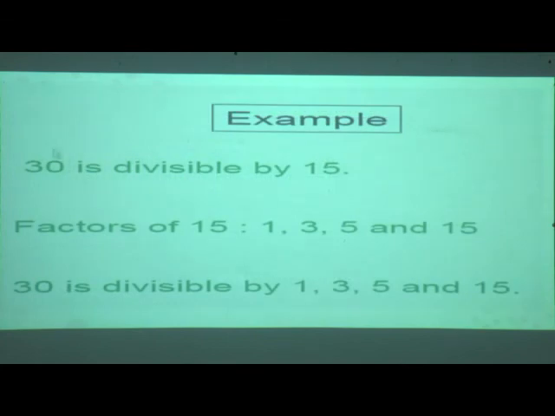For example, 30 is divisible by 15. See, factors of 15 are 1, 3, 5 and 15. Okay, what are the factors of 15? 1, 3, 5 and 15. So 30 is divisible by 1, 3, 5 and 15. Why? Because 30 is divisible by 15, and these are the factors of 15.